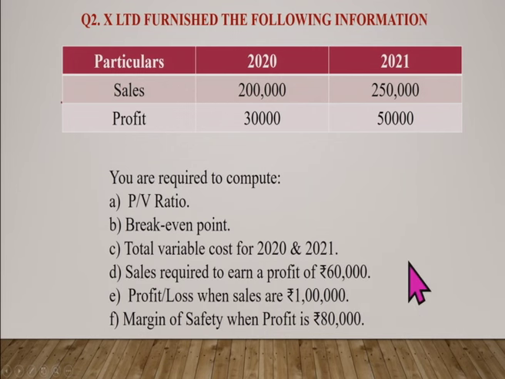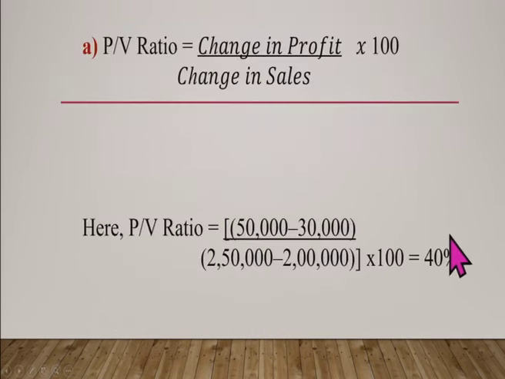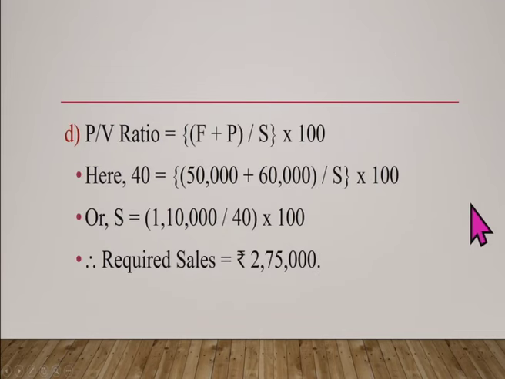So simply you can calculate the contribution: 60,000 plus 50,000, that is 1,10,000. So 1,10,000 is equal to 40%. Then 100% is equal to how much? That is 2,75,000, the sales. So to earn the profit, I took fixed cost 50,000, profit 60,000, and PV ratio 40%. So the required sales are 2,75,000.